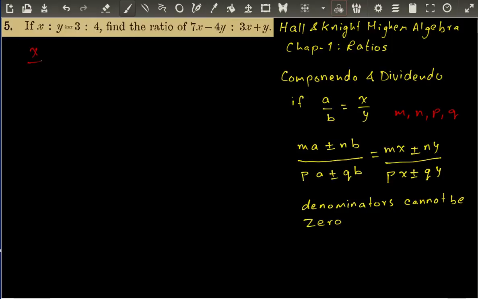So coming back to the problem, we are given that x is to y is equal to 3 is to 4. Perhaps now with this example it will be clear what I was talking about, componendo and dividendo. What we have to do is find 7x minus 4y divided by 3x plus y. So we already know that x is to y is equal to 3 by 4. Now you can see the similarity between these terms here.